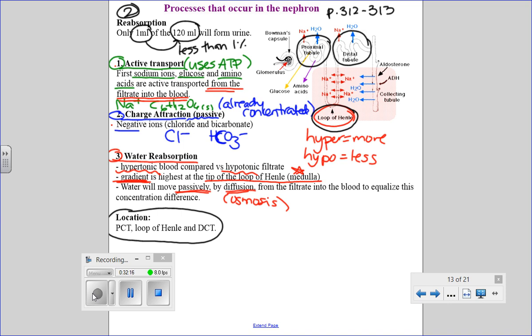Now, if you're interested, in your textbook on pages 312 and 313 are some diagrams, much like the one I have here, that show things going in and out so that you could refer back to it. Does anyone have any questions they'd like to ask about reabsorption?